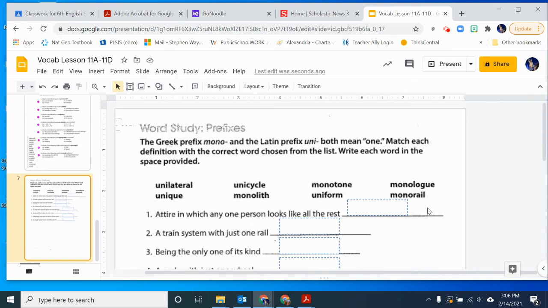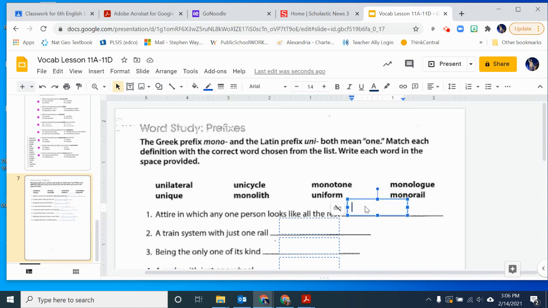So this is really what I have this video for. The Greek prefix mono and the Latin prefix uni both mean one. Match each definition with the correct word chosen from the list. Write each word in the space provided. Attire, clothing in which one person looks like all the rest. That is uniform. So, same form.